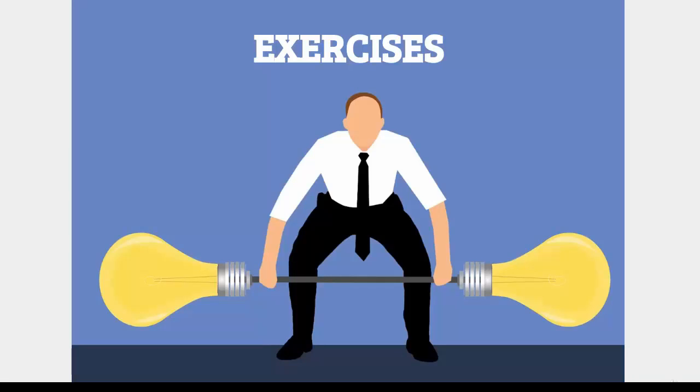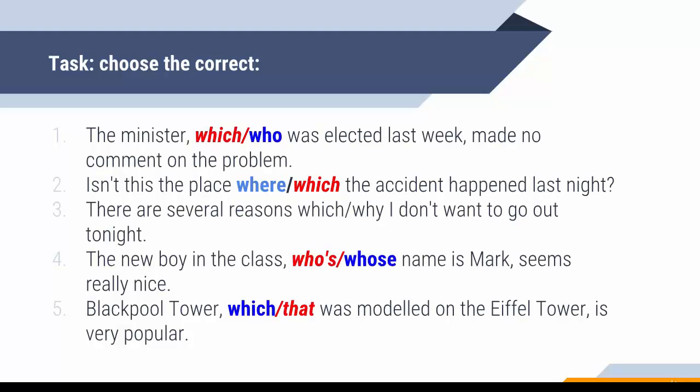And we are doing exercises because this is one of those specific grammar structures which can be learned and understood in context only. The PDF you are checking, you are doing, and we are checking together now. The first one, choose the correct. The minister who was elected last week made no comment on the problem. Which or who? Obviously who. Who is used for people. Which is used for things.